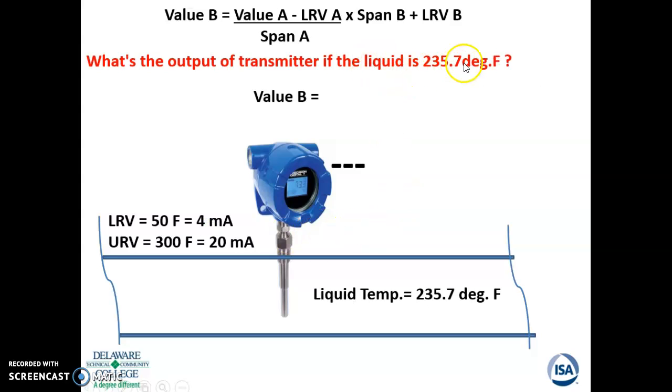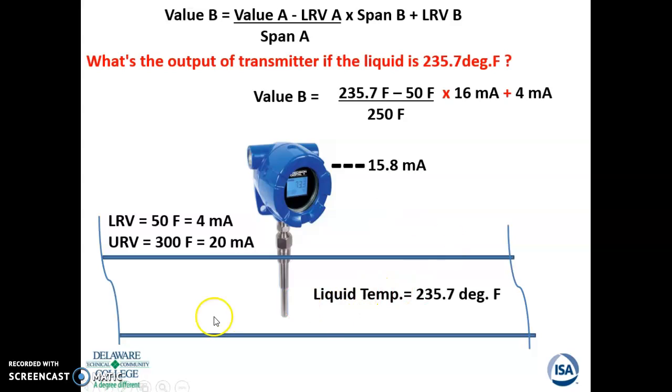It makes sense. How about 235? 235 is very close to 300. So we have to check that one. 235 minus 50 divided by 250 times 16, it's going to be on the high end. And you get 15.8. So I want you to do your math to make sure you get that number again, okay? Because it's important to understand that. Again, 235 is closer to 300 than it is to 50, a lot closer, so the amperage should be higher, okay? Which it is.